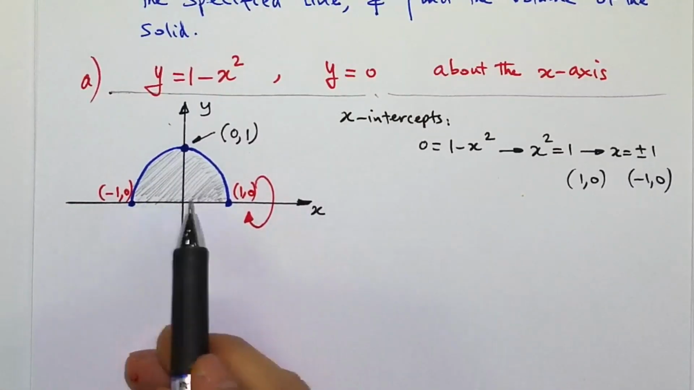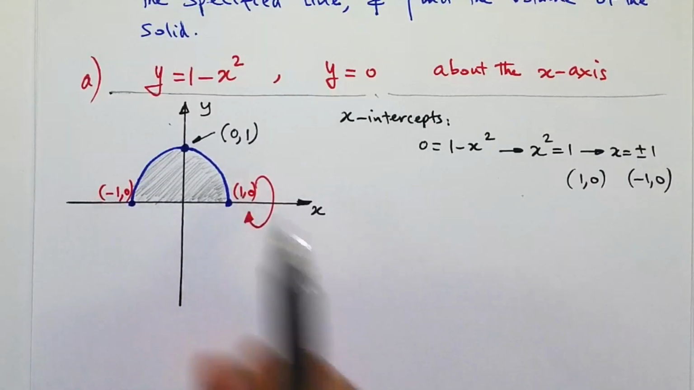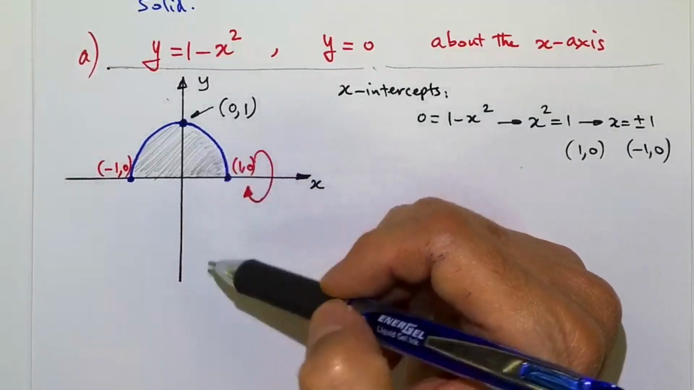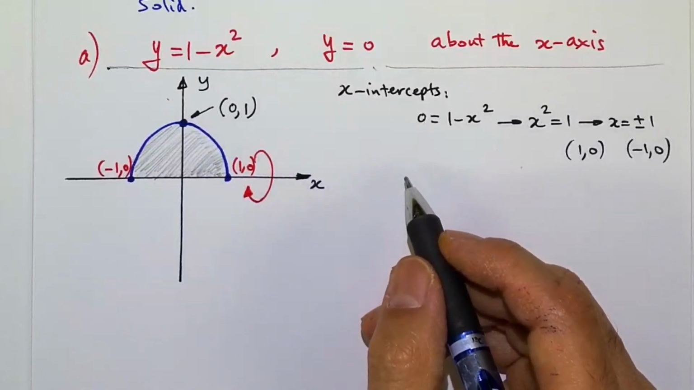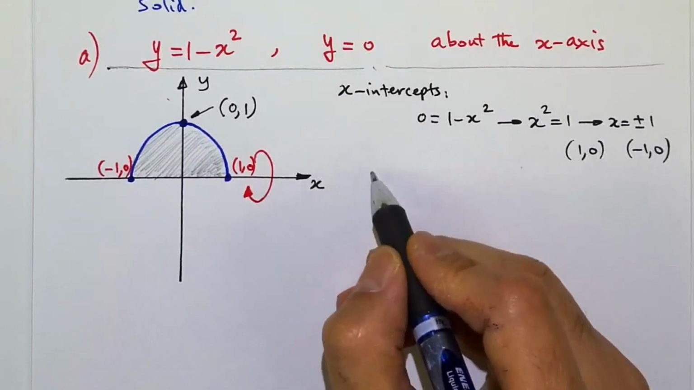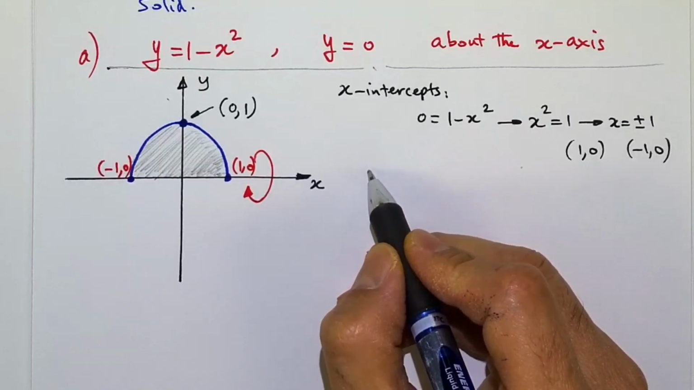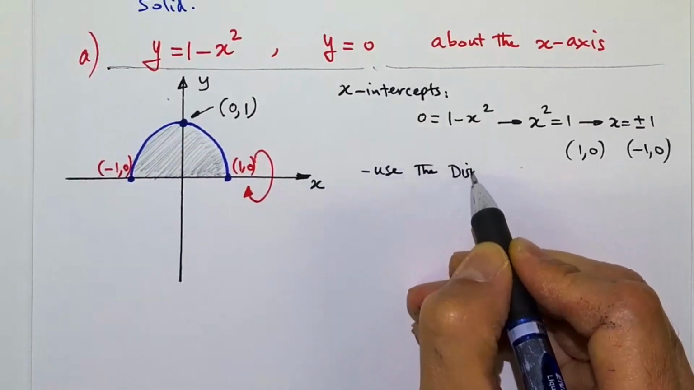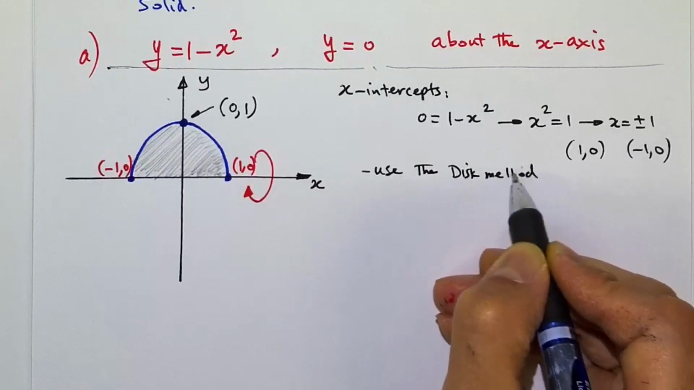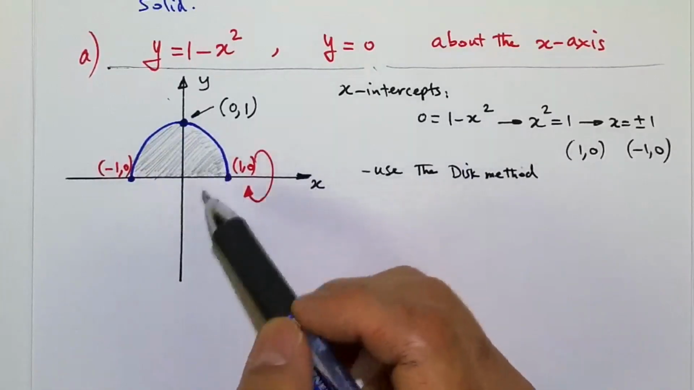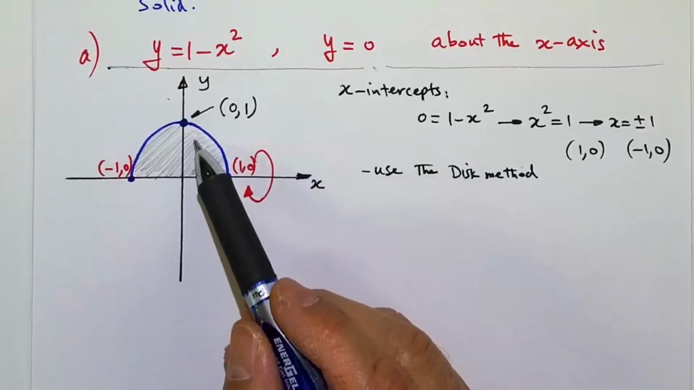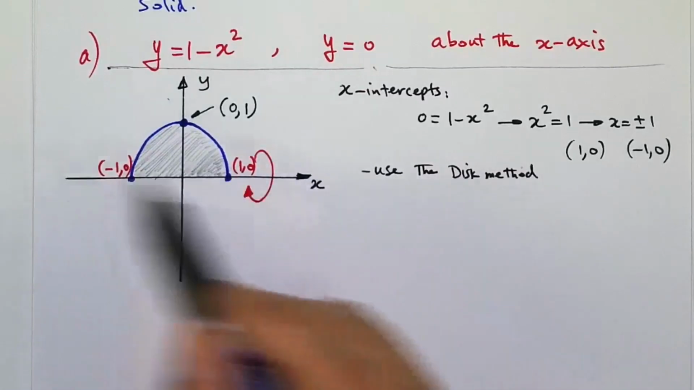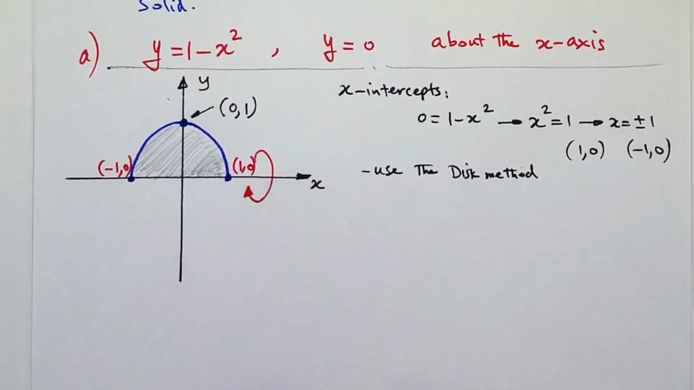Okay, so now we know the limits of integration. Negative 1 to 1, right? And when you rotate this region about the x-axis, of course, you're going to use the disk method. I know I'll do a horrible job if I draw this, but you can visualize that if you're rotating this region about the x-axis, you're just going to get a disk, right? There's no hole in the middle, so that simplifies things quite a bit.